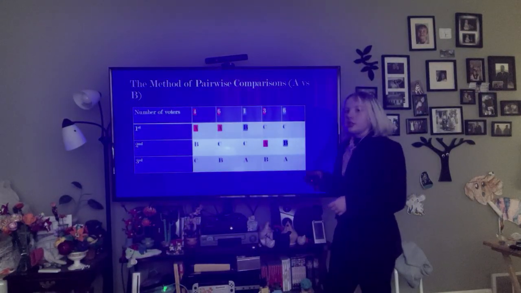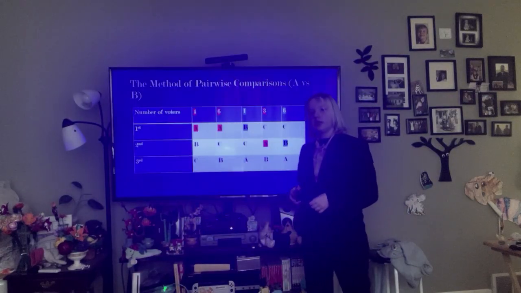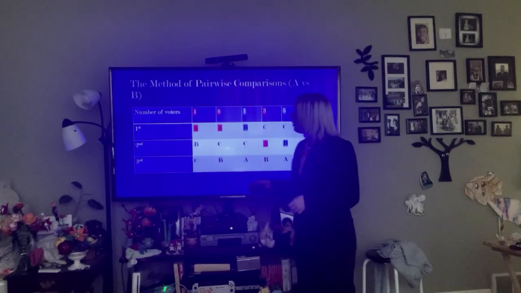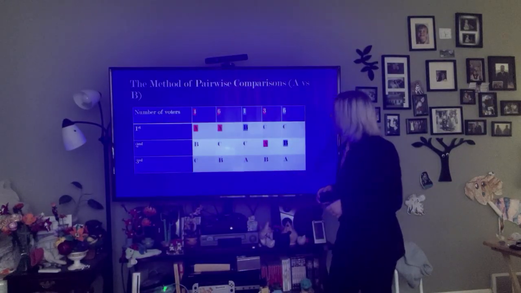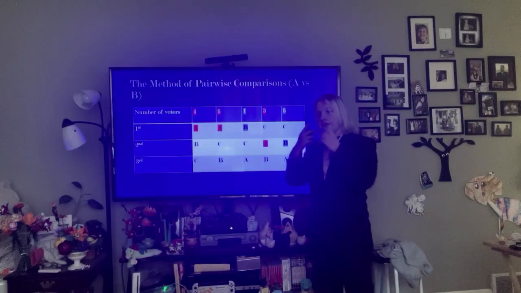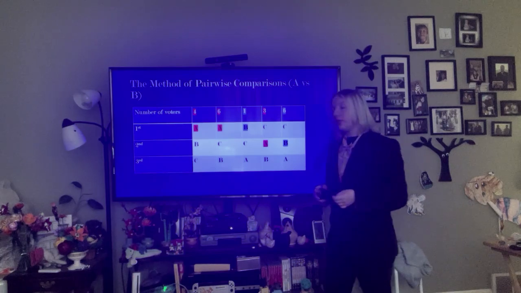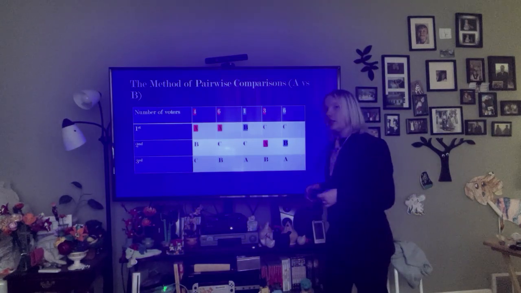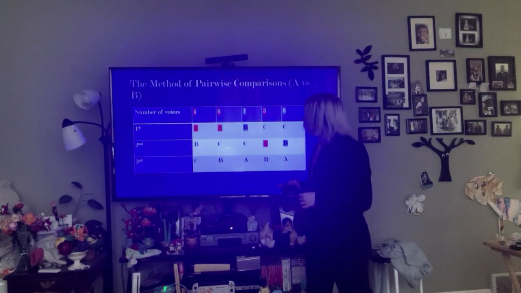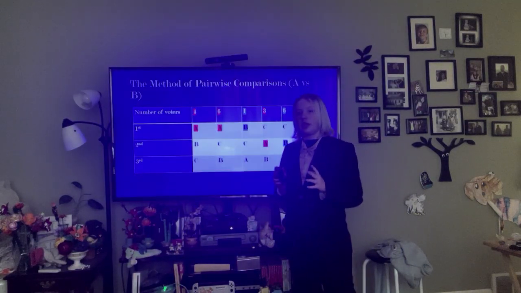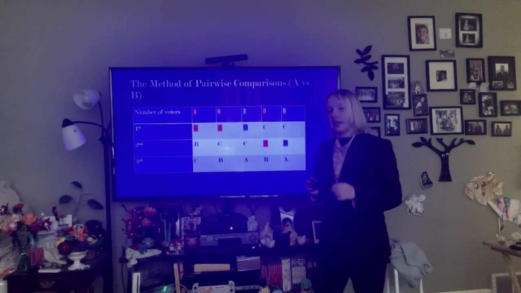So, the first one-on-one is A versus B. A has 13 votes, and B has 7 votes. Notice how, if the first option is not one of the ones you're comparing, you go to the next option that is. Since A has more votes than B, A wins this round, meaning A has 1 point.